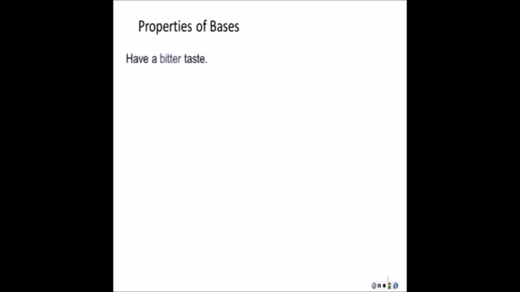Now bases, on the other hand, have a bitter taste, not a sour taste like acids. And some vegetables are bitter, especially green vegetables. Bases feel slippery, and you feel the slipperiness in your hands, whether you're talking about soaps or detergents, or even something that you might have at home. Even mouthwash would feel a little bit slippery, because that has a base in it as well.